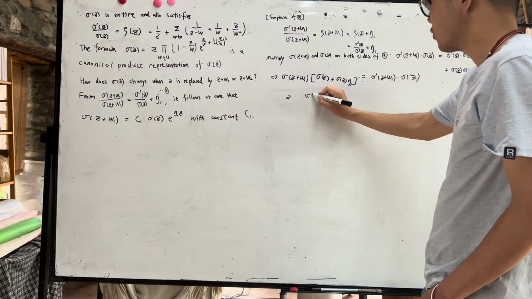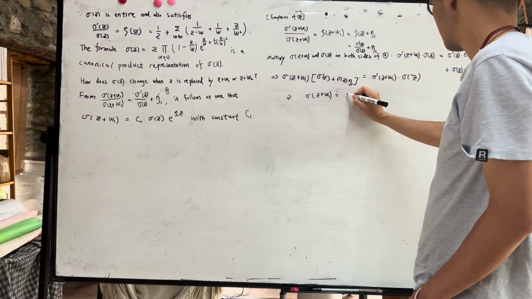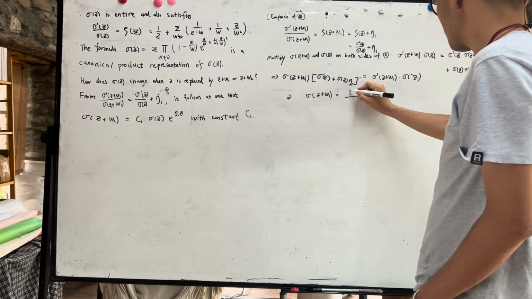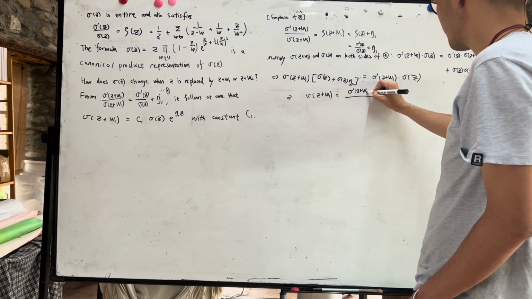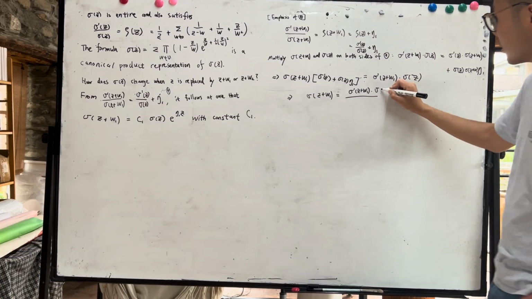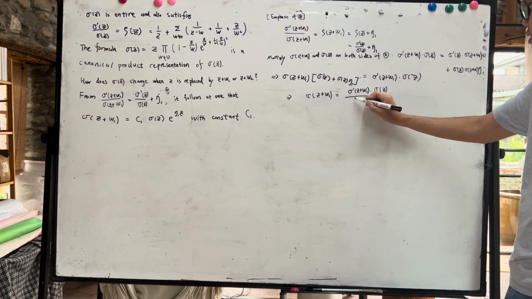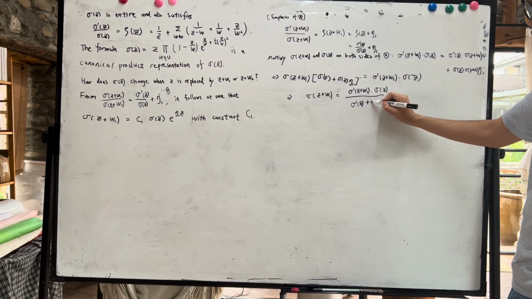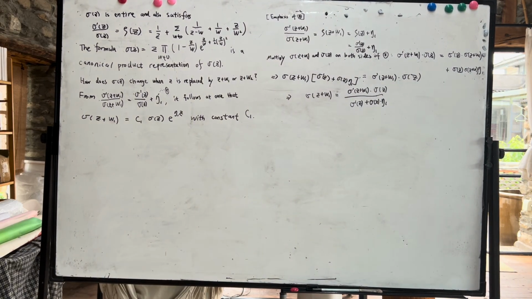So this implies that sigma of z plus omega 1 is equal to, let's divide everything here, sigma prime of z plus omega 1 times sigma z, and then the denominator becomes sigma prime z plus sigma z times eta 1.